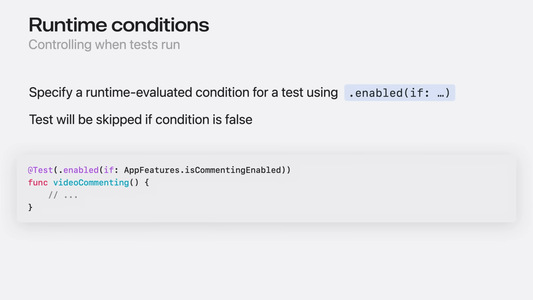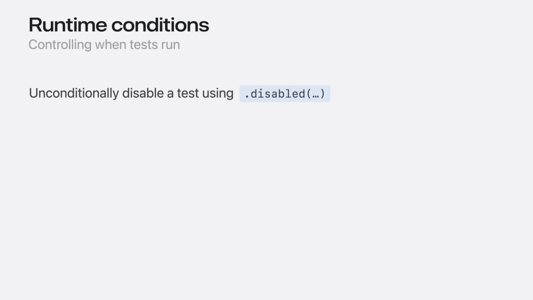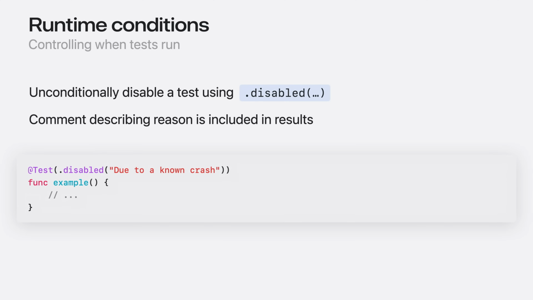For those, you can apply a condition trait, such as enabled if. You pass it a condition to be evaluated before the test runs, and if the condition is false, the test will be marked as skip. Other times, you might want a test to never run. For this, you can use the disabled trait.